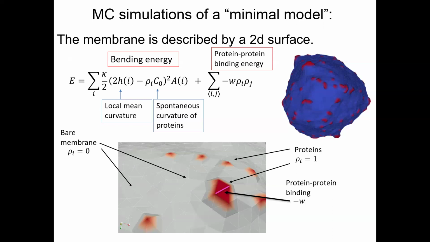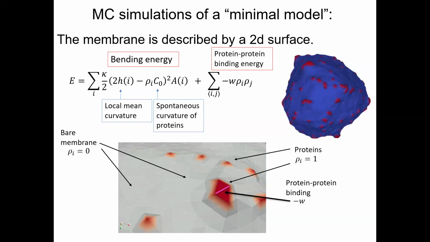So bending energy basically means that you want to minimize this mean curvature because it costs you some energy to have a non-zero mean curvature, unless you have some spontaneous curvature denoted by C0 at some site, and then basically the membrane wants to conform to the shape that you endowed this protein.